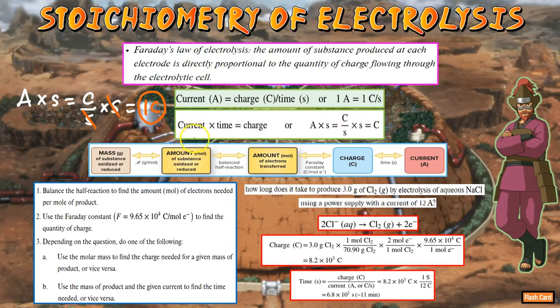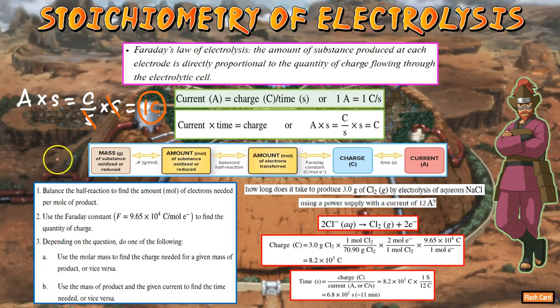Therefore, by measuring the current and the time during which the current flows, we can find the charge, which is going to relate to the overall amount of product. And there is a stoichiometric map we can use to go from our current and time, which gives charge, all the way to the mass of a substance in grams. You're going to be using different conversion factors as you go along, figuring out the stoichiometry of electrolysis.